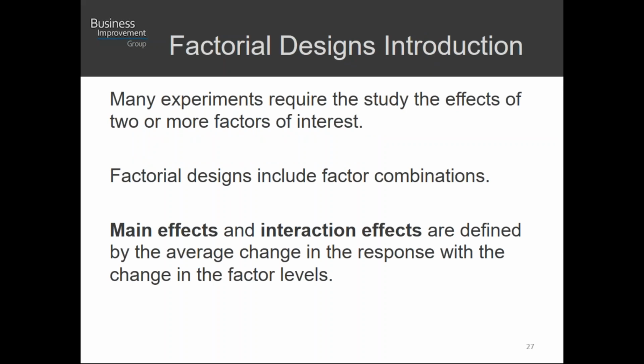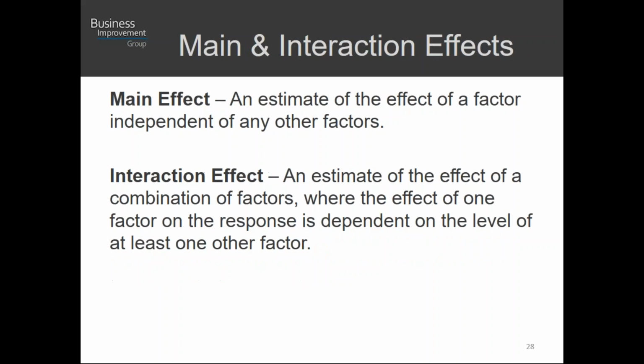So let's introduce factorial designs. Many experiments will require the study of the effects of 2 or more factors of interest. Factorial designs include factor combinations, meaning that since I have more than one thing to change, I can have different combinations of those things. We're going to see how we can analyze what's called main effects and interaction effects, and they're both defined as the average change in a response with the change in the factor level. So, I'm going to make all these changes. I want to see what the average change is based on certain settings, and it's that average that I'm going to use to determine if it was significant or not.